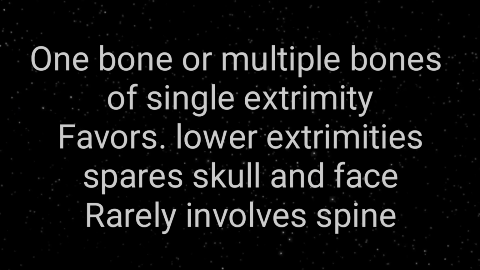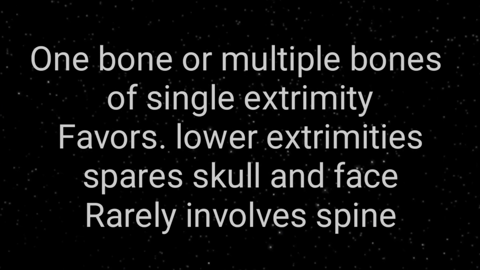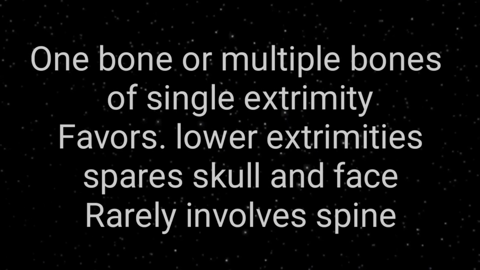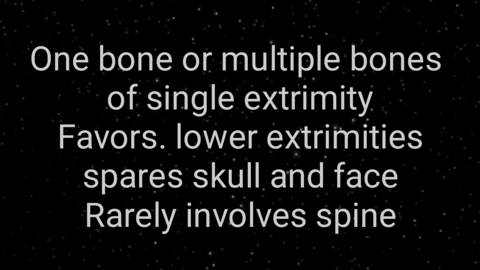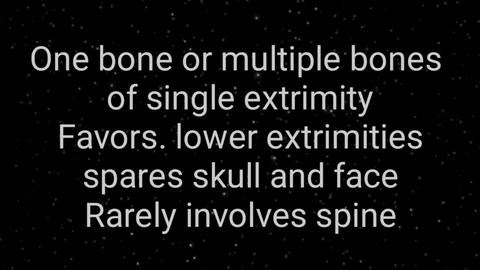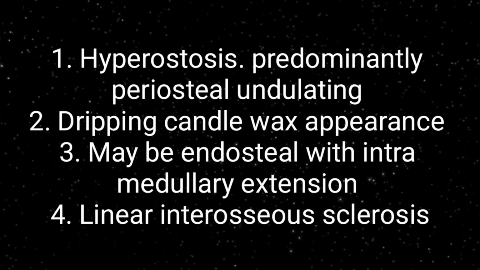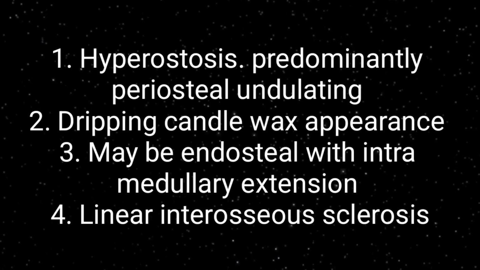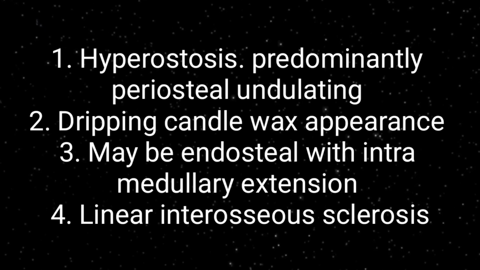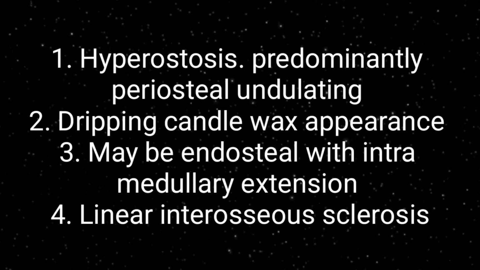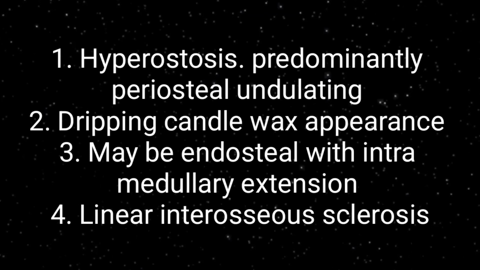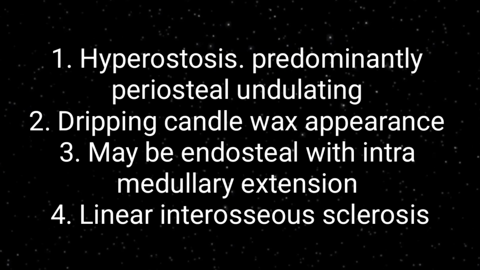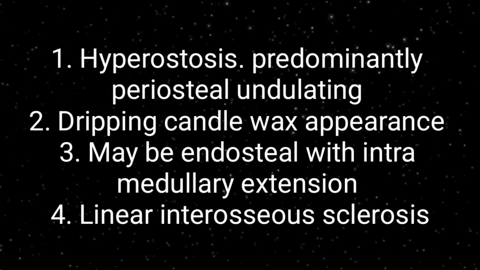Melorheostosis can involve either a single bone or multiple bones but within a single extremity. It usually favors the lower extremity and spares the skull and face, and it rarely involves the spine. The pathology includes hyperostosis. This is a hyperostotic and sclerotic bone disease, predominantly periosteal and undulating. Another important appearance is the dripping candle wax appearance. This is pathognomonic and identifies this disease at first sight.